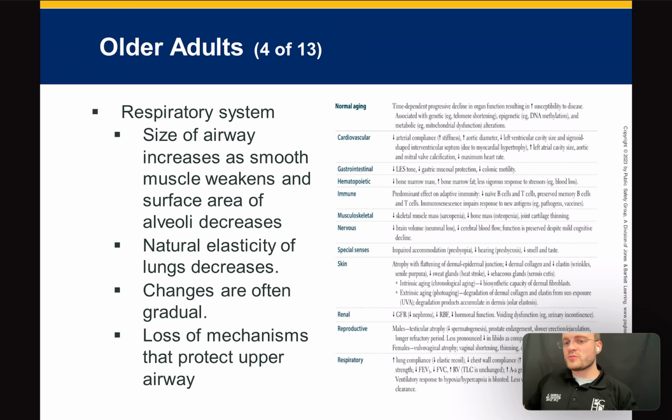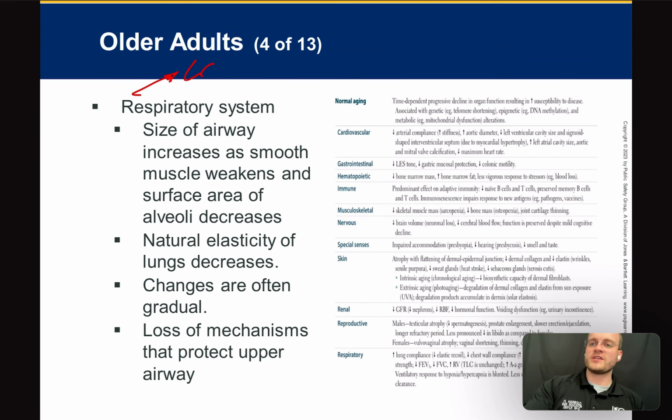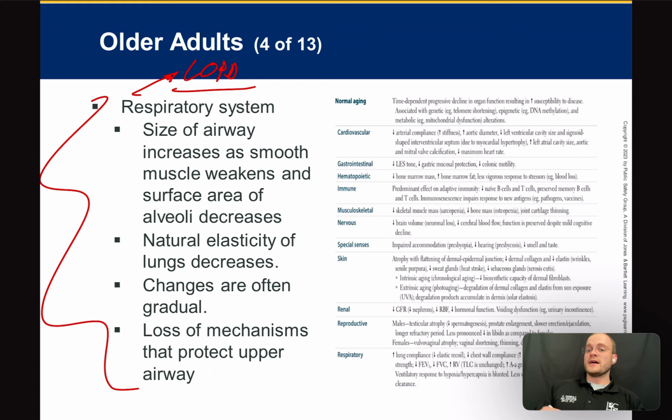So the respiratory system: the size of the airway increases as smooth muscle weakens, okay? The natural elasticity of the lung decreases, and there's loss of mechanisms that protect the upper airway. So a general rule is, as we age, especially as Westerners, especially as Americans, you can tell yourself, and we'll cover COPD in great detail, that old Americans have COPD. Even if we didn't smoke, you were still exposed to environmental toxins, car exhausts, secondhand smoke, fireplaces, whatever. So basically the rule is, if you look at these things, this is describing COPD.